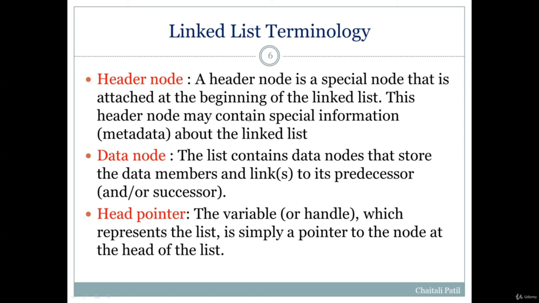A data node. A list contains data nodes that store the data members or the links to its predecessor or a successor. Head pointer, a variable or a handle which represents the list. This is simply a pointer to the node at the head of a list. The head pointer always points to the first node of the linked list. This head pointer is very important to traverse the complete list or to perform any operation on the list. Because of the head pointer only, we can access any node in the linked list.